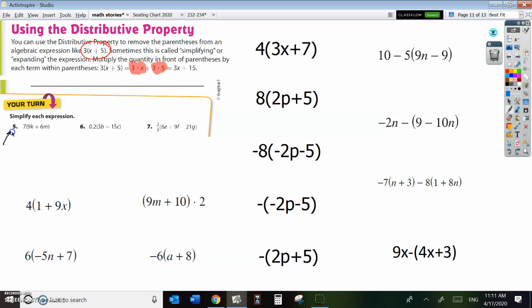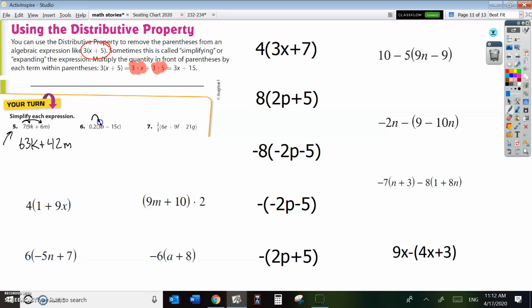Problem 5 right here, the 7 distributes to the 9k, and the 7 distributes to the 6m also. 7 times 9 is 63, put a k with that. 7 times 6 is 42, put an m with that.